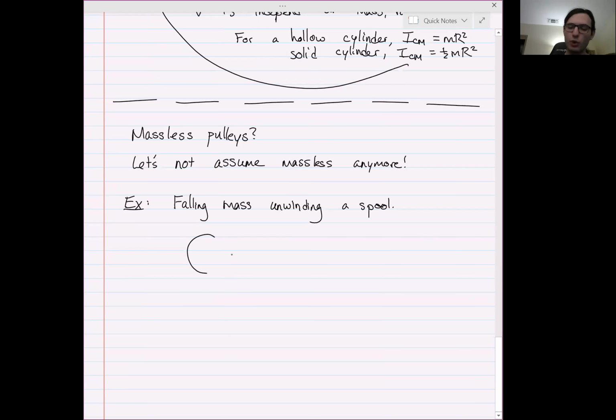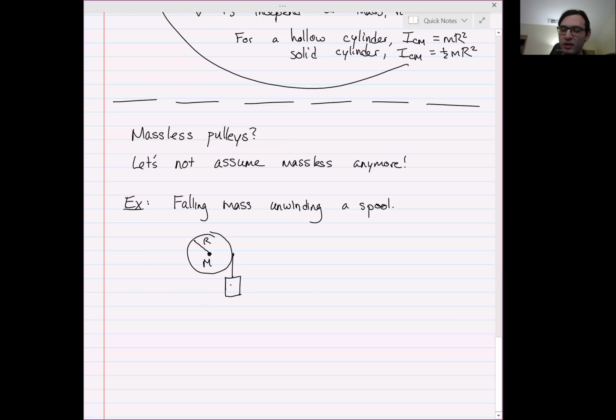So we have our spool of thread, maybe it's mounted on the wall, right? Has its axis of rotation, has some radius, and the spool of thread has some mass. And one of the threads, or the thread is pulled off, and it's just attached to a mass. And that mass is falling and unwinding the spool of thread.